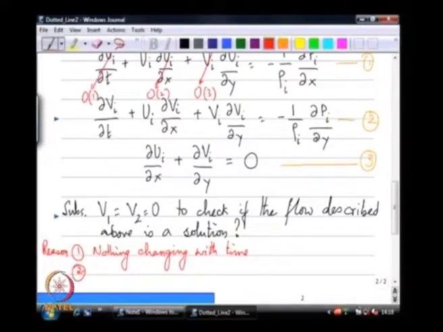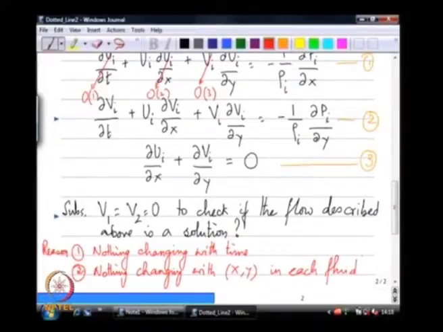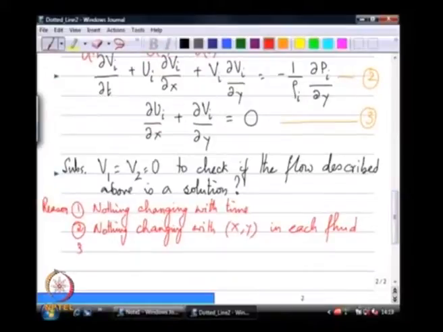Reason 2. So, we are solving each of these equations. For each fluid you have one set of 3 equations describing U1 V1 for that fluid, U2 V2 for the other fluid. Okay, so, nothing changing with x and y in each fluid, and the third is of course saying V I is 0.